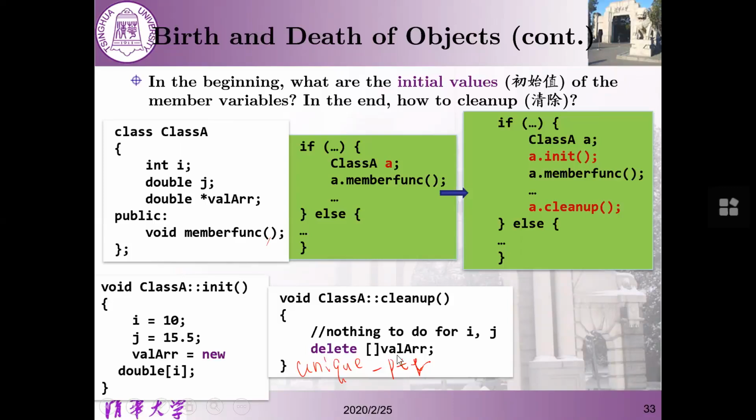We need to delete it. But if we use unique_ptr, the unique pointer will help us clean up automatically. We don't need to do it by ourselves. Anyways, we need to know new and delete because there are many programs written with new and delete. Many programmers don't use unique_ptr. So we still need to know new and delete in case we are reading or using someone else's code. Okay.